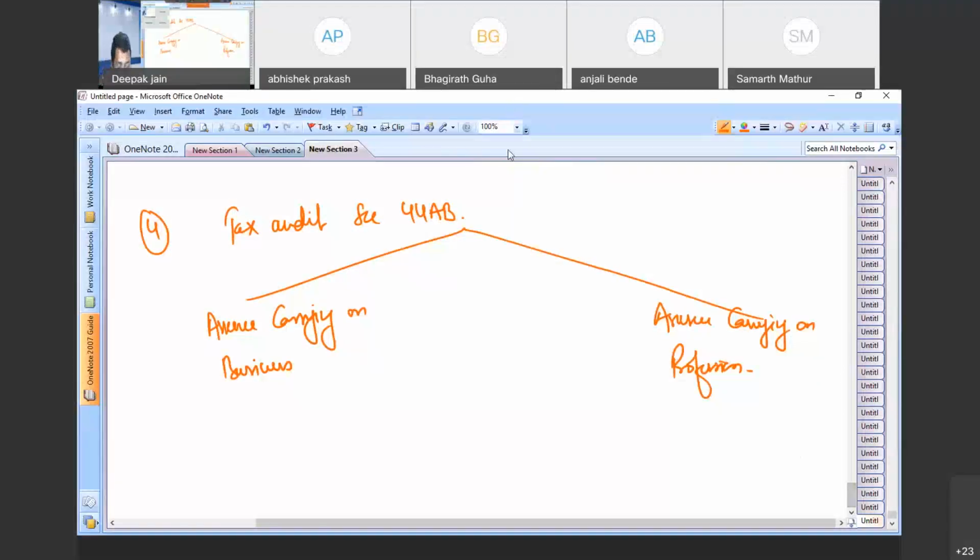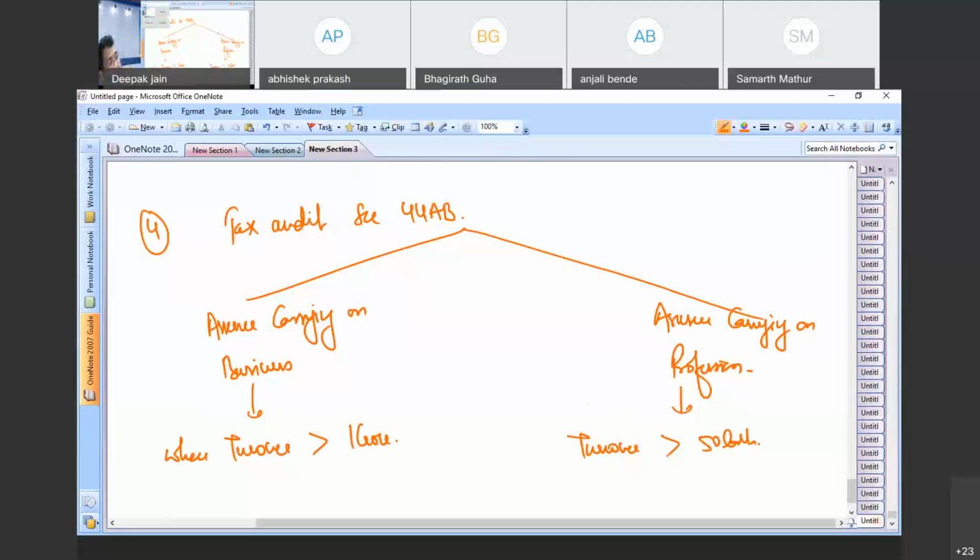SSC carrying on business, SSC carrying on profession. When is he required to get his accounts audited? When turnover exceeds... 1 crore. Prior to the old law, prior to Finance Act 2020, when turnover exceeds 1 crore, and in case of profession, when turnover exceeds 50 lakh.